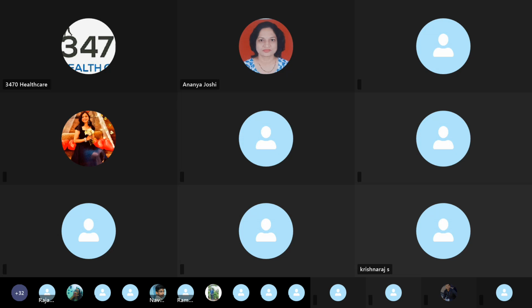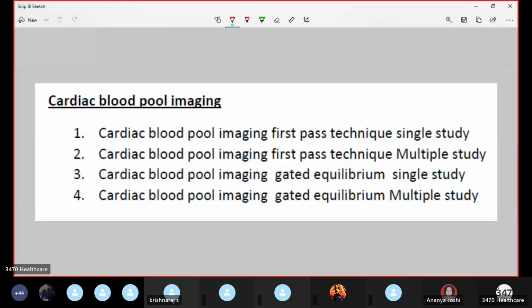Then next one, I'm giving a direct question. You can try from the alphabetical index. Blood pool imaging under cardiac. You can try the answer for this. Blood pool imaging under cardiac. Please try.